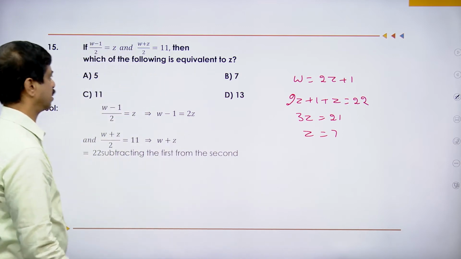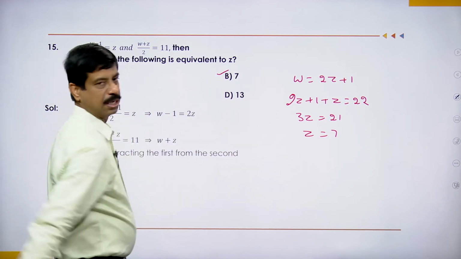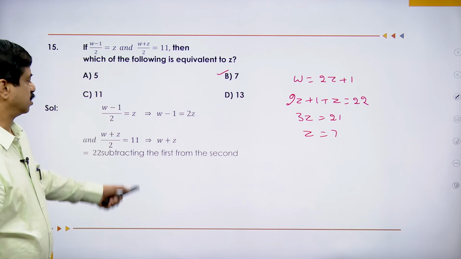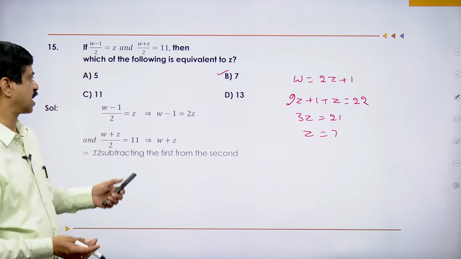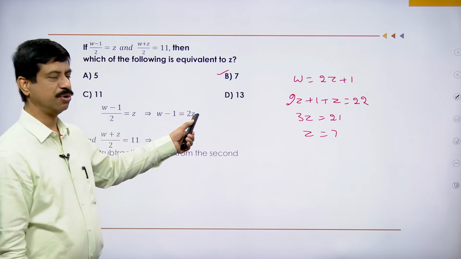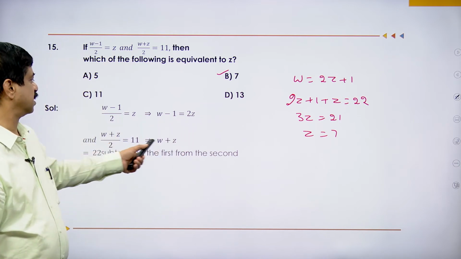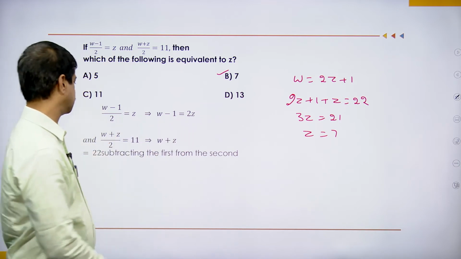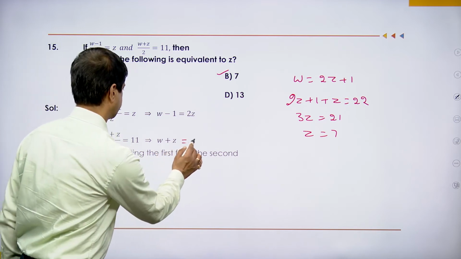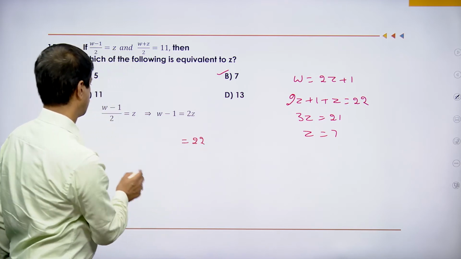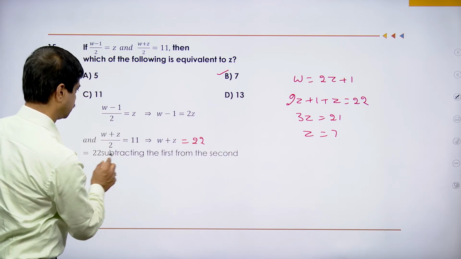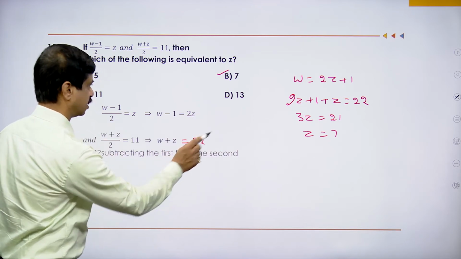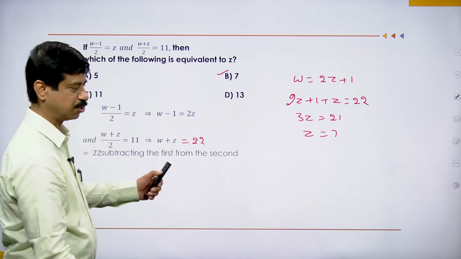So this is how you can work on it. So option is B. Subtracting and all that may take a little time, and more simplifications can come. So directly finding the value of w and substituting it in the second equation will give us the answer. So w plus z equal to 22. I'll go back by one step. This is written here, so I have done the next part of it. Please note it fast, quick.